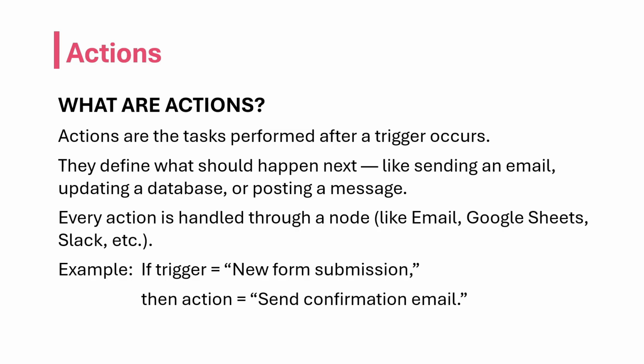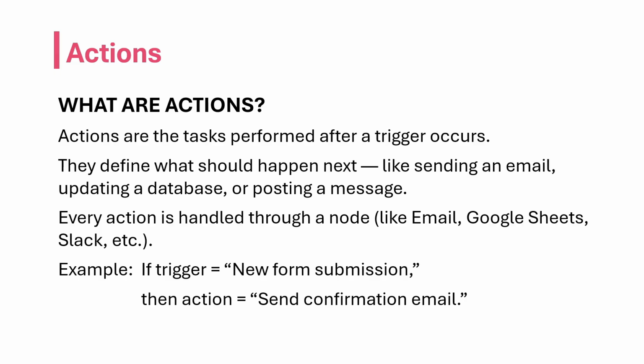First of all, we will see what are actions. So what exactly are actions? Actions are simply the tasks that happen after a trigger occurs. They define what should happen next. For example, sending an email, updating a database, or posting a message to Slack. Every action in n8n is handled through a node. You will find nodes like email, Google Sheet, Slack, or even HTTP request. Each of these performs a specific type of task. For instance, imagine your trigger is a new form submission. The action can be to send a confirmation email to that user. So in short, trigger is when something happens and action is what to do next.